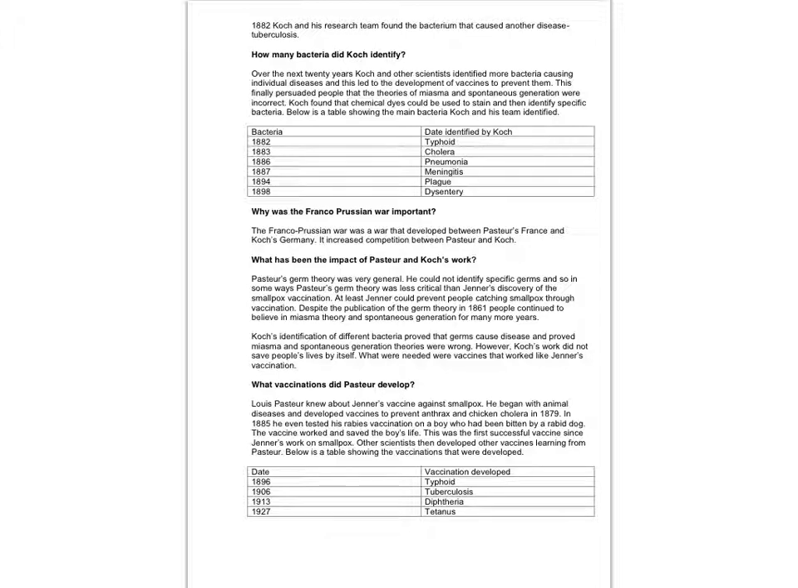This was the first successful vaccine since Jenner's work on smallpox. Other scientists then developed other vaccines, learning from Pasteur. Below is a table showing the vaccines that were developed. In 1896, typhoid. 1906, tuberculosis. 1913, diphtheria. And 1927, tetanus.